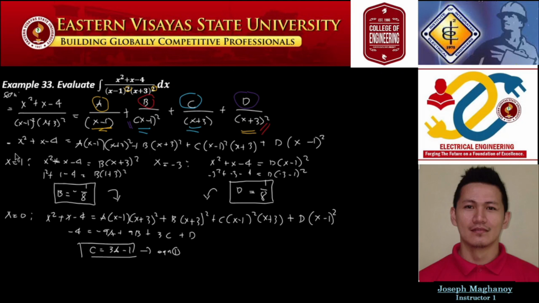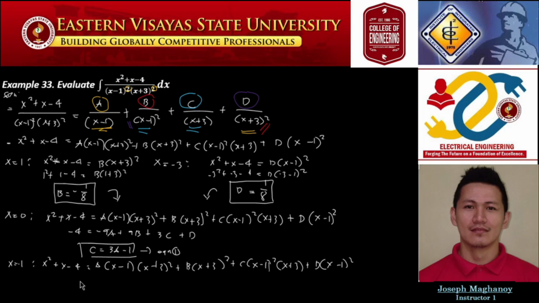Okay, we have x is 0. So what's next? Of course, negative 1 is the next. Okay, the same. If we copy, x squared plus x minus 4 is equal to a, x minus 1, x plus 3 squared plus b, x plus 3 squared plus c, x minus 1 squared, x plus 3 plus d, x minus 1 squared. So we substitute the values.